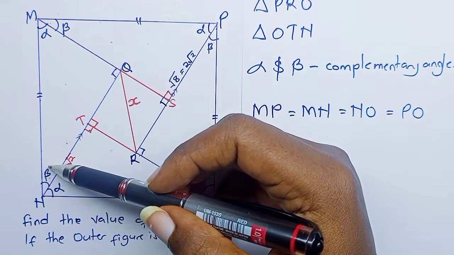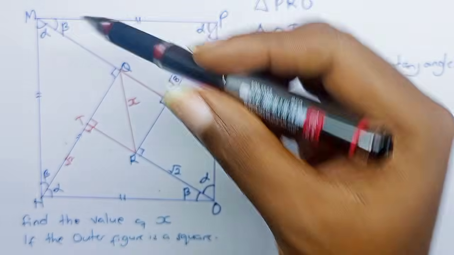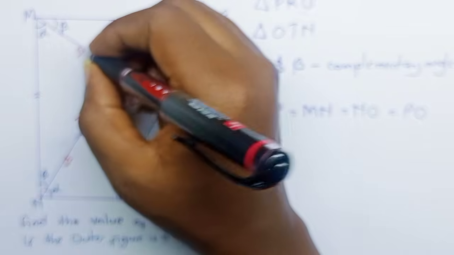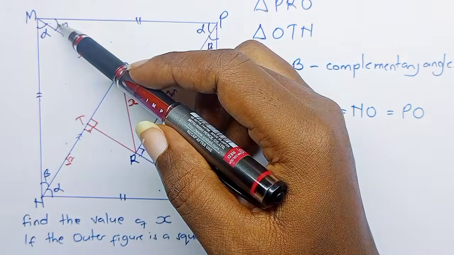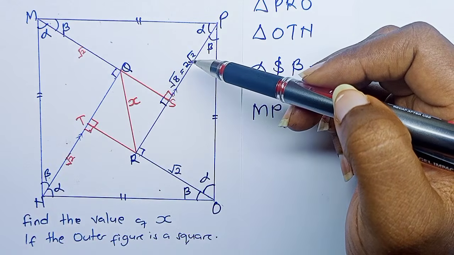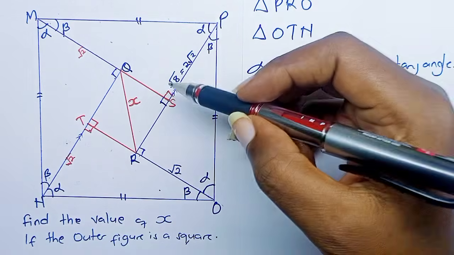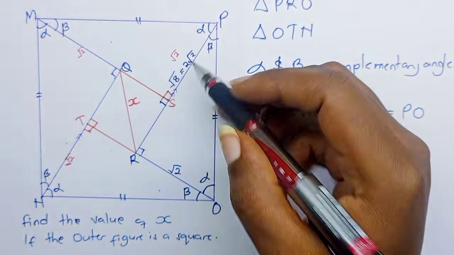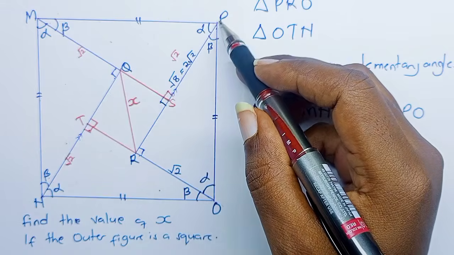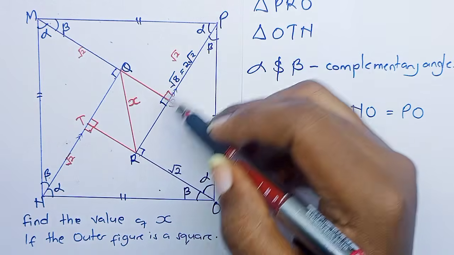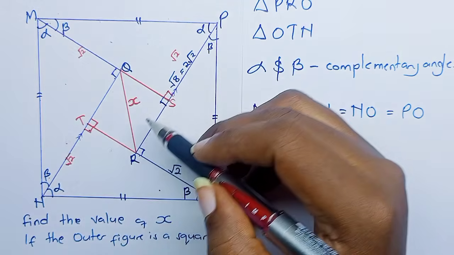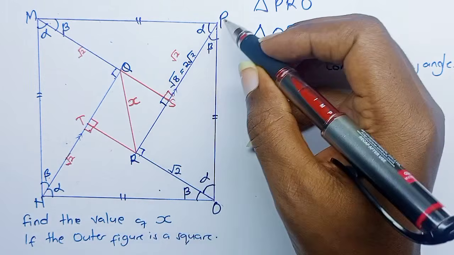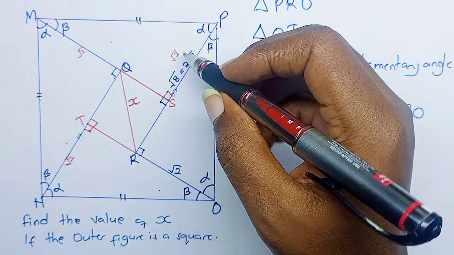Also, the side opposite to beta in this one is MQ, so MQ is root 2. Also, the side opposite to beta in this one is SP, so SP is root 2. Remember, this 2 root 2 is for the whole of RP. Don't get confused with that. So RP is 2 root 2, and we are saying just SP is root 2. Okay?